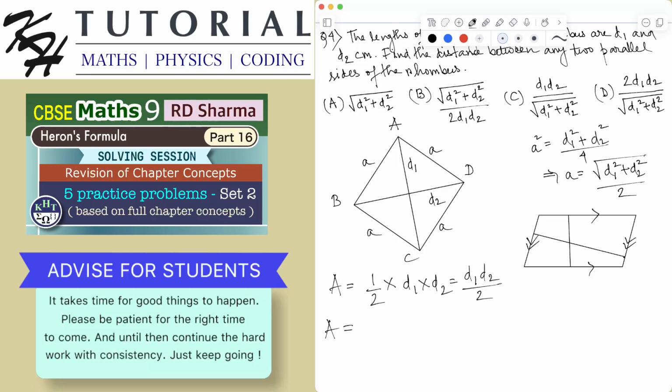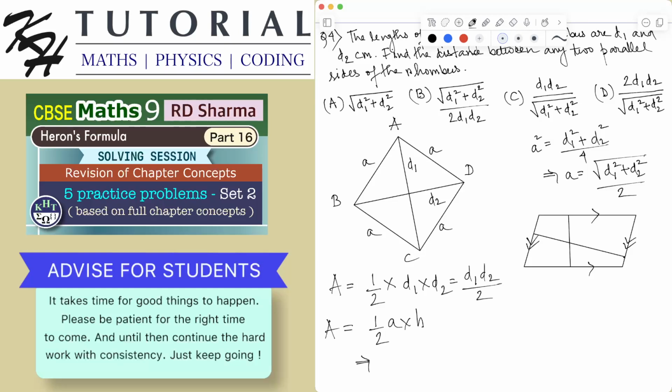So the area of a parallelogram is the product of the base, if you consider one side as the base, and the perpendicular distance of the opposite parallel side from the base. So applying the formula of area of a parallelogram, the area of the rhombus will be A multiplied by h, where h is the perpendicular distance between any two parallel sides.